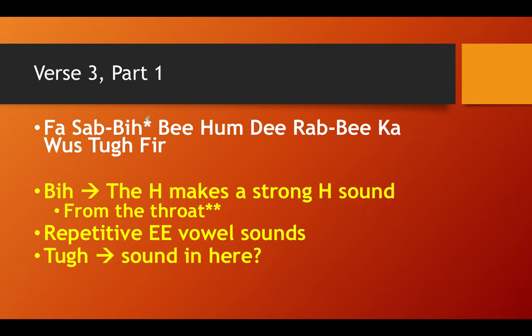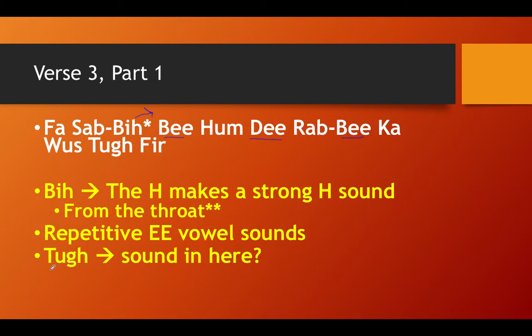The bih, the reason why I put a star beside bih is because the h would actually make a strong h sound. So if I recite this verse one more time, I'm going to say fasabbih bihamdi rabbika wastaghfir. So notice for this H, I made a loud, audible H consonant sound, right? And you may think of it from the throat. So again, it makes a strong H sound from the throat. Next, you have repetitive double E vowels, right? So you have the B here, and a D over here, and then B again. You see a bit of a pattern, so not too new. That's what was covered in the previous verses.